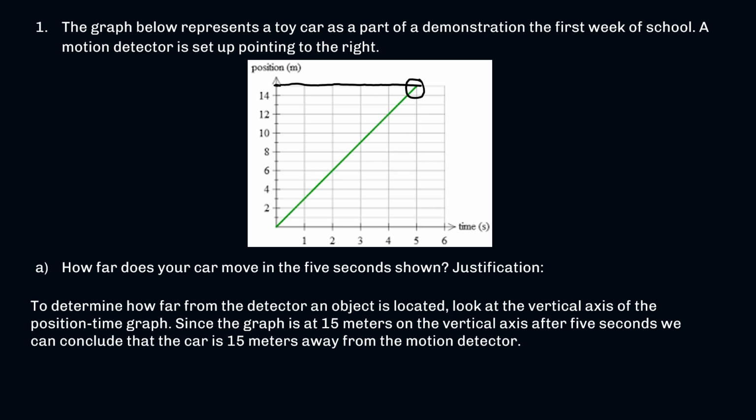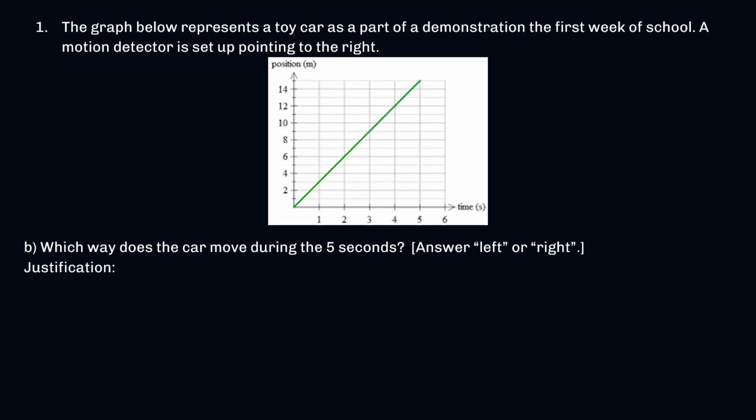So let's move into part B of this question. All right, so part B, which way does the car move during the 5 seconds? And we're going to answer with the direction of left or right. So again, we're going to justify this.